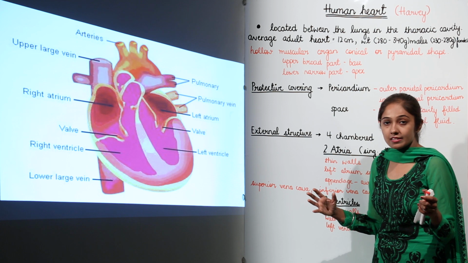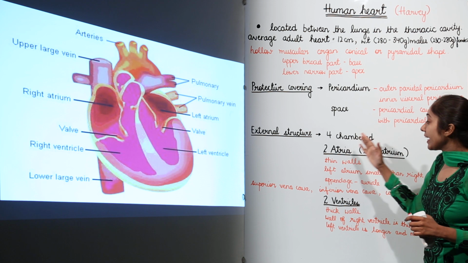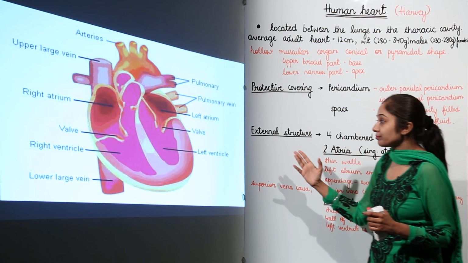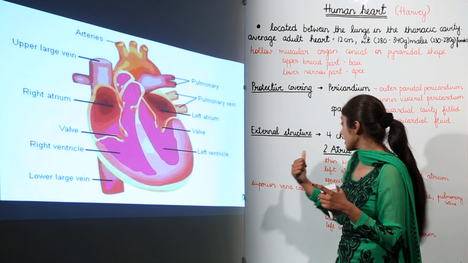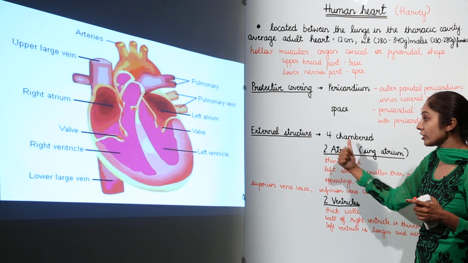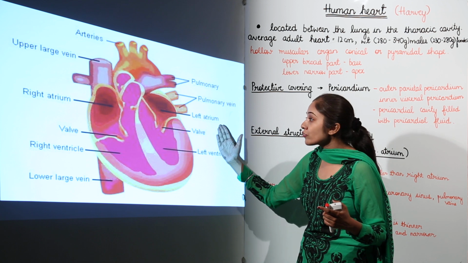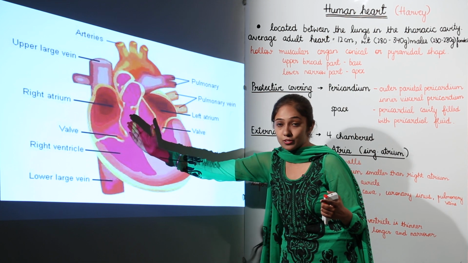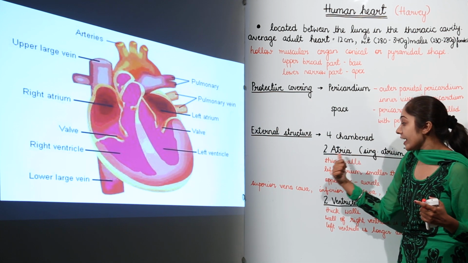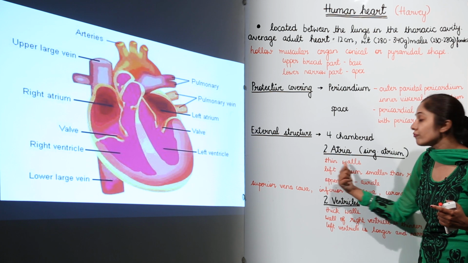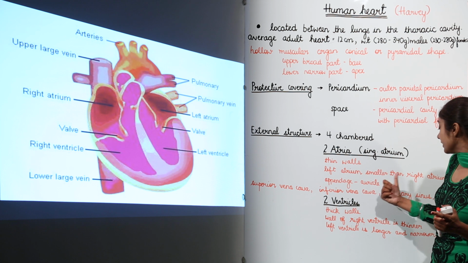Now, let us discuss a brief overview of the two atria. The atria have thin walls. You can see we have a left atrium and a right atrium. Remember, when talking about just one, you will call it atrium. The walls are thin and the left atrium is smaller than the right atrium.